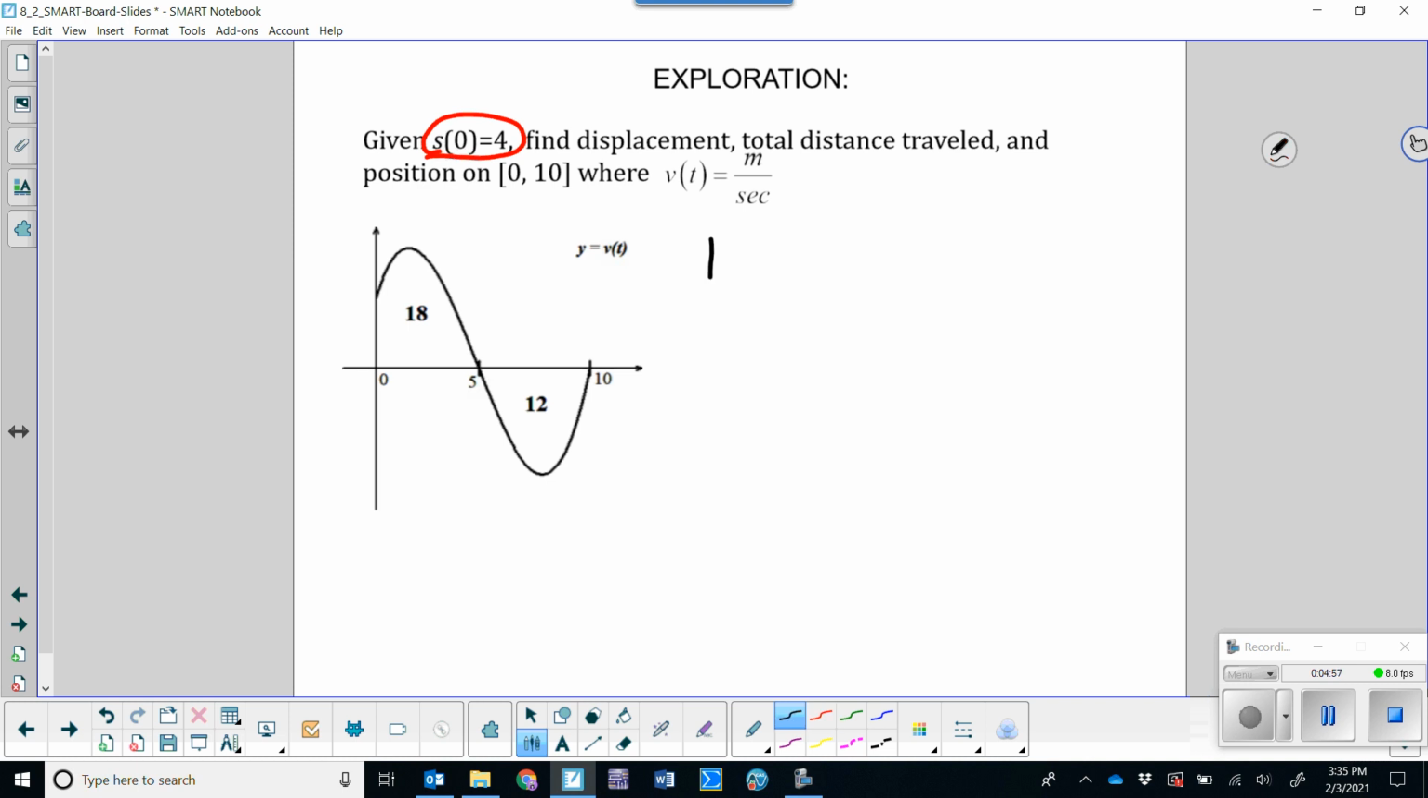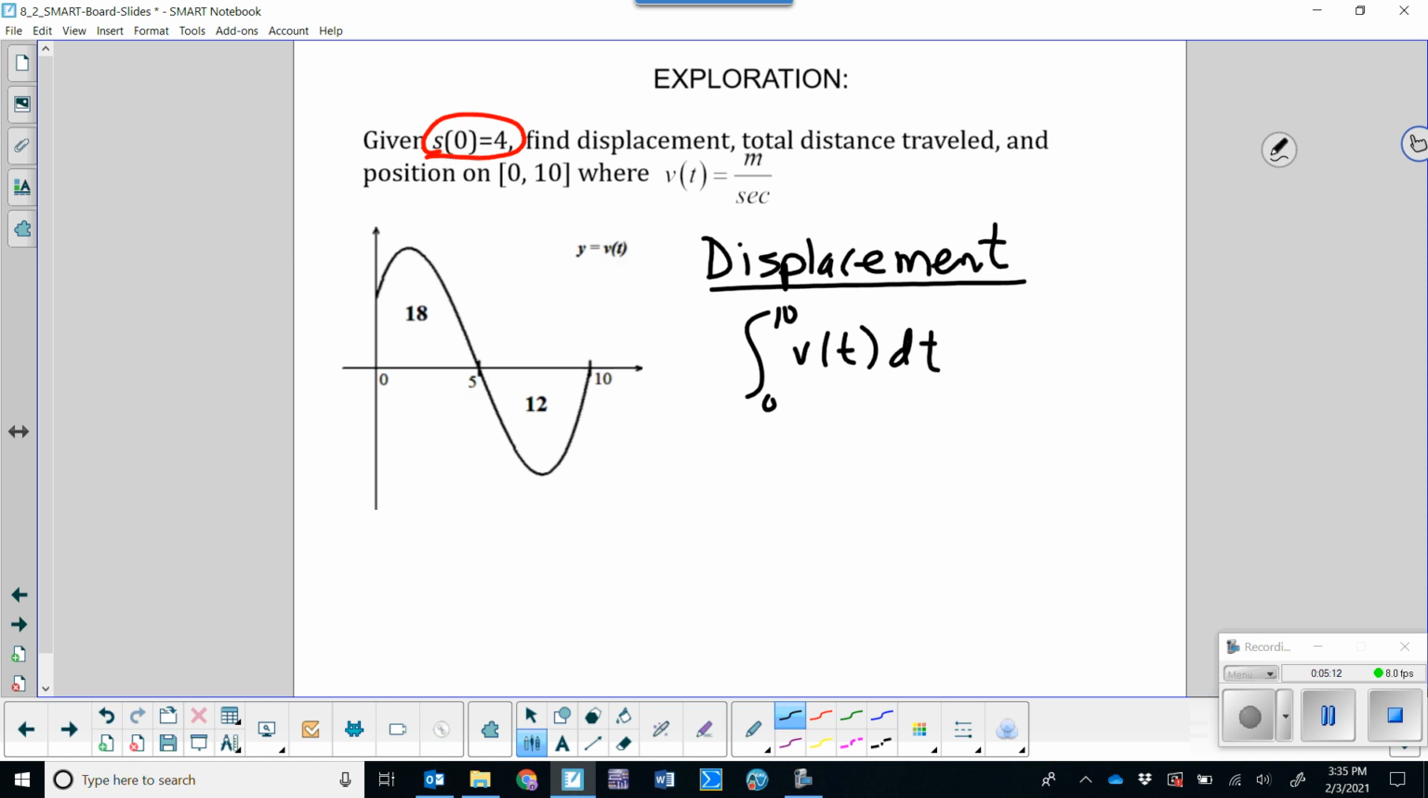So for displacement, we're simply going to integrate from 0 to 10 of v of t dt, because that's what this graph is, just v of t. That's what they tell us, y equals v of t. And when we integrate that, that means we add or subtract the areas, or we just consider the area underneath to be negative. So this would be 18 minus 12, which would be 6.